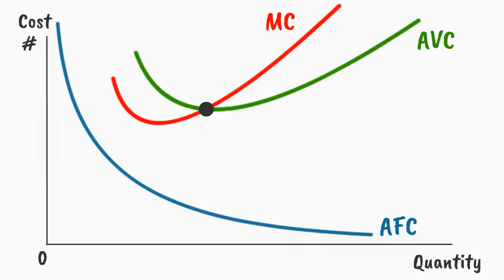As you notice, the average variable cost curve is more like a saucer-shaped curve. The average total cost curve is a U-shaped curve. An interesting point to note is that the vertical distance between the average total cost and average variable cost at any given level of output is equal to the average fixed cost.